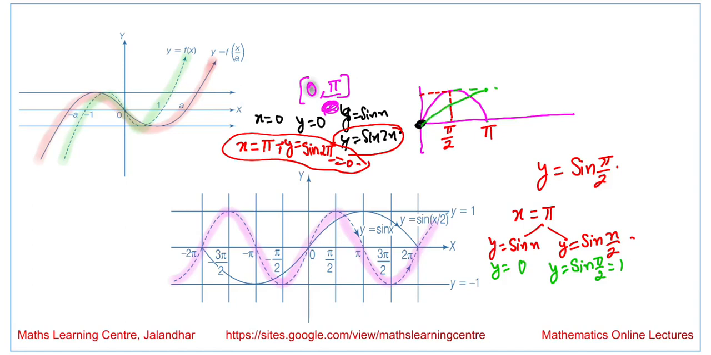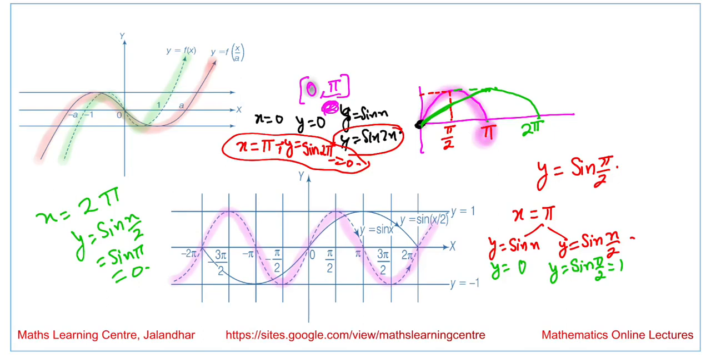So the graph in this case will become 0 at the value 2 pi. If we consider x is equal to 2 pi, then the value of y, sine of x by 2, is equal to sine of pi, that will be equal to 0. It means earlier this function was becoming 0 at the value pi. Now it is being stretched and this function is becoming 0 at the value 2 pi.